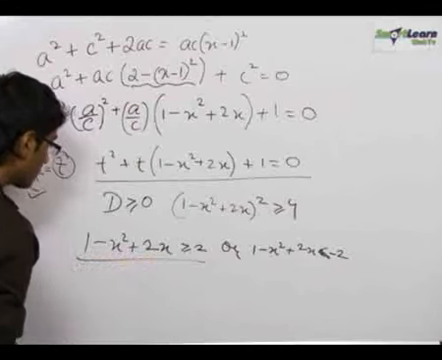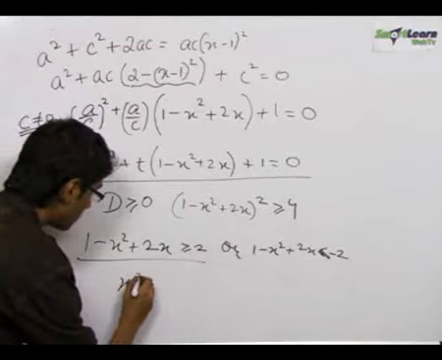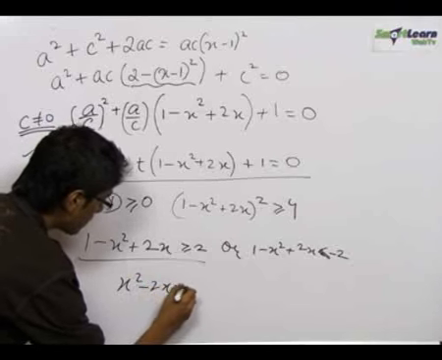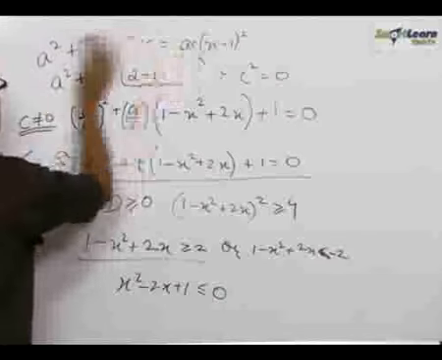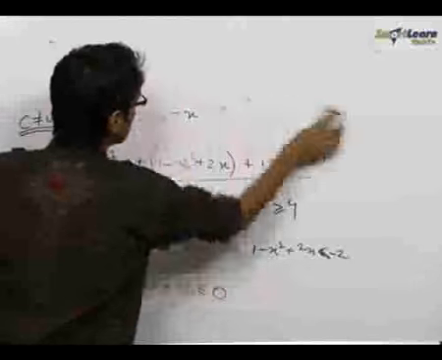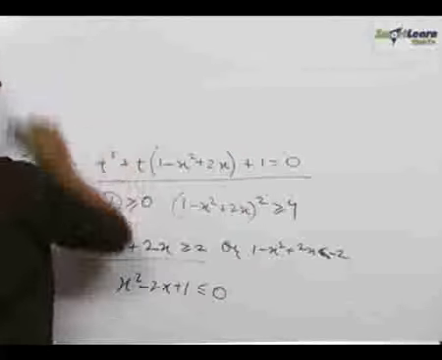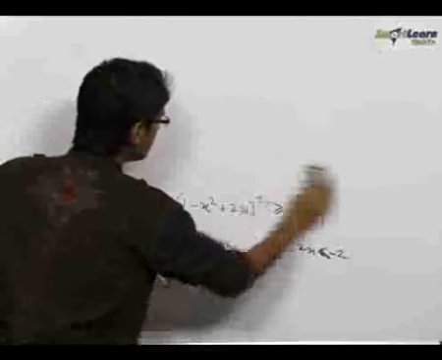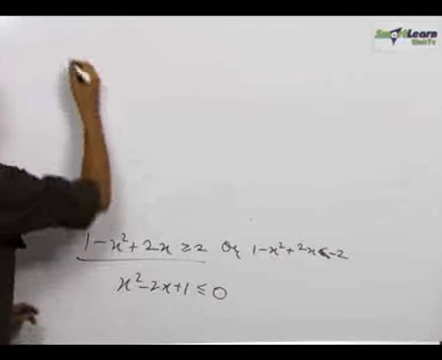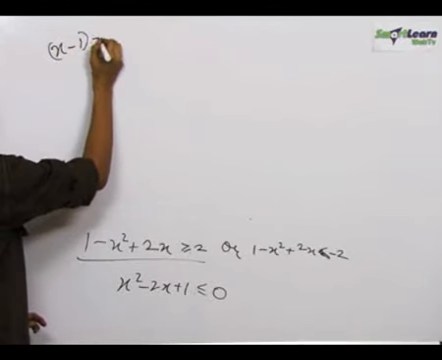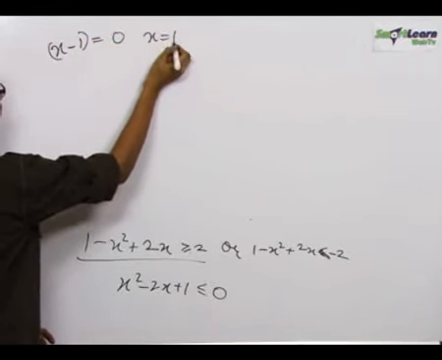This equation becomes x square minus 2x plus 1 should be less than or equal to 0, and we know that this is a perfect square, and a perfect square can never be less than 0. The only possibility is the perfect square can be equal to 0. So on putting x minus 1 whole square equal to 0, we get x equals 1.